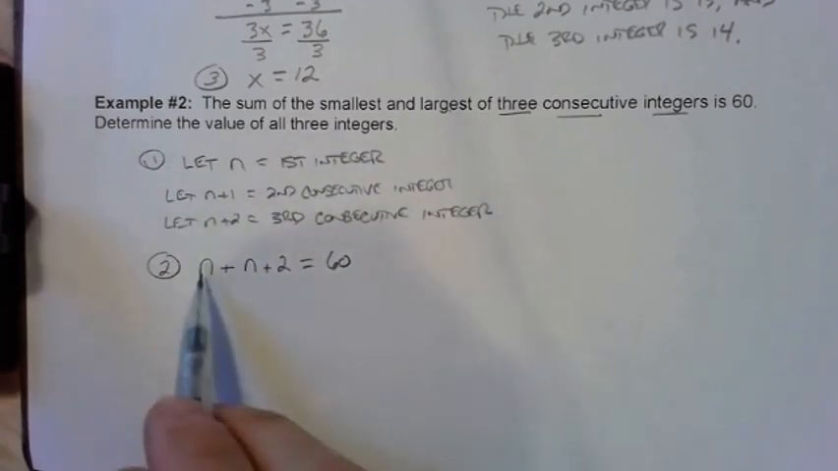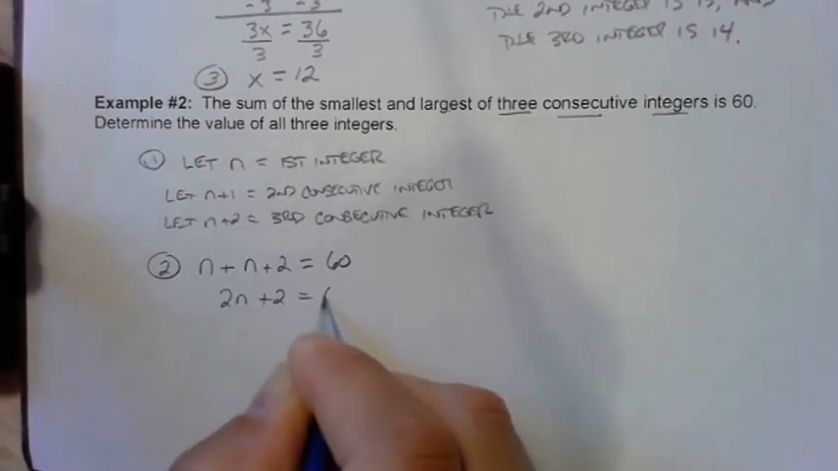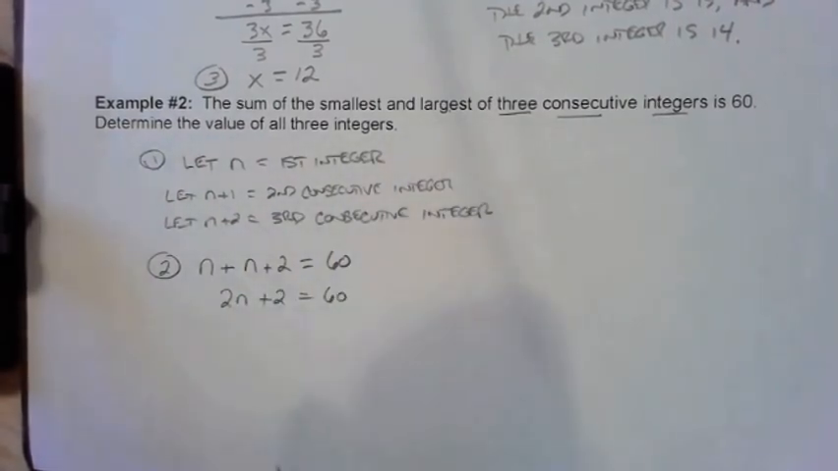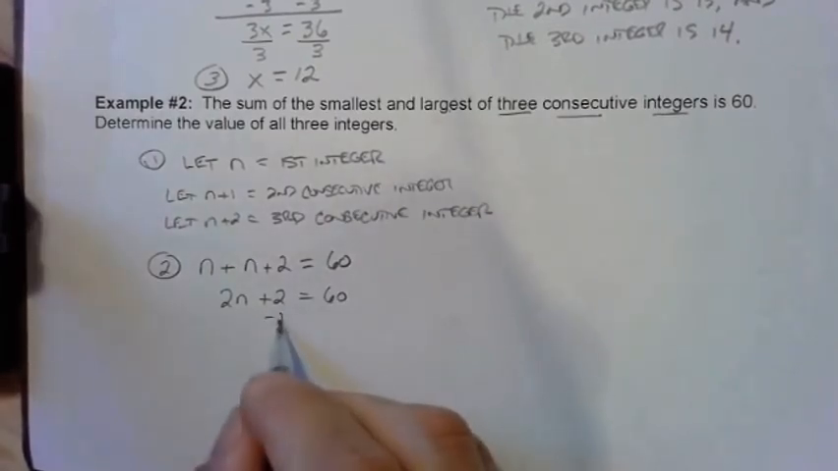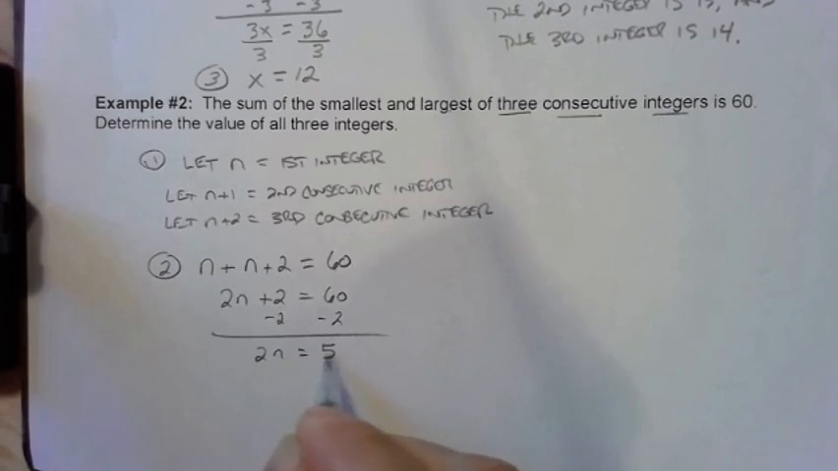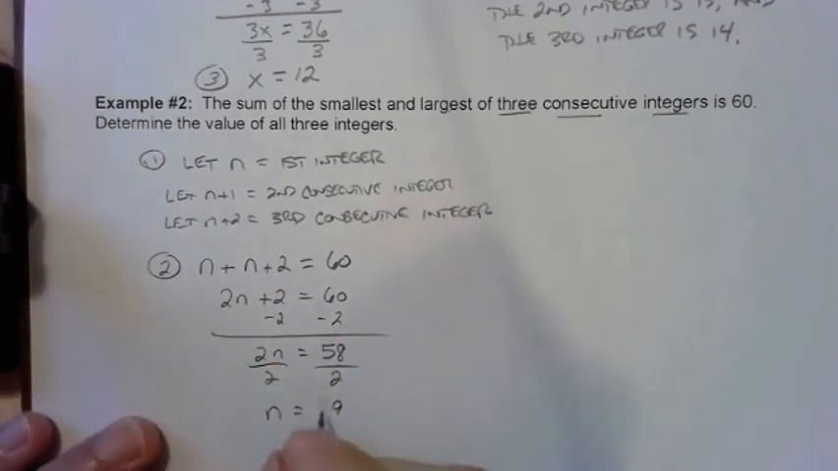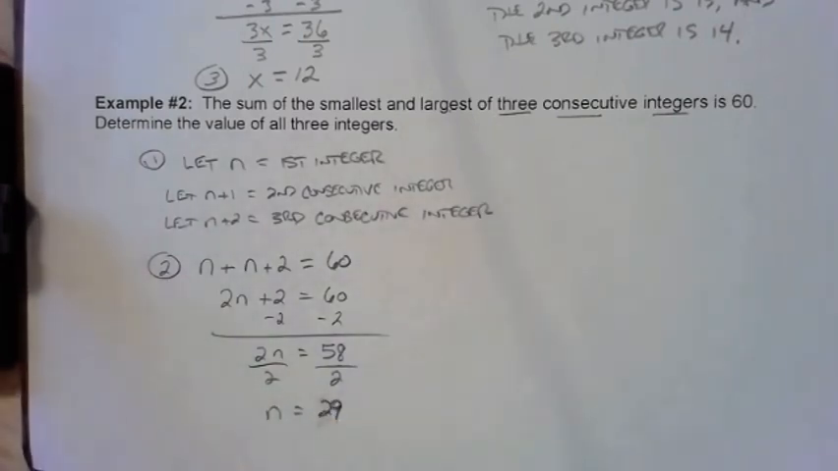All right, so on the left, we can say n plus n is 2n, and then plus 2 is 60. If we isolate the variable term on the left, we need to subtract 2 on each side, meaning that 2n is going to be 58. And then if we need to find half of 58, well, that means that n is going to be 29. I almost wrote 39 there. n is equal to 29. All right, half of 58 is 29.